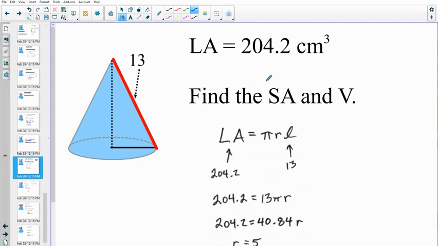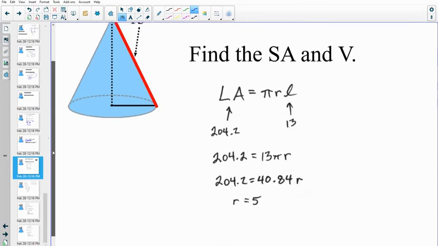The lateral area of a cone is pi times the radius times the slant height. Let's see what we know. I've got the lateral area. I can plug that in. Slant height given on the diagram is 13, so I plug that in. And then in this formula, I've got everything I need except for the radius. So I can solve for the radius by doing a little bit of algebra.